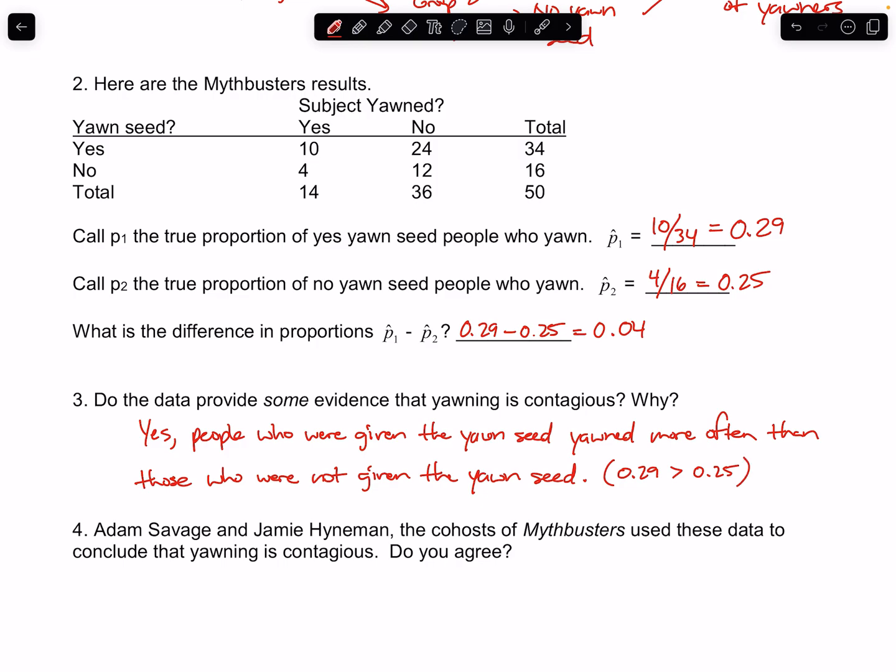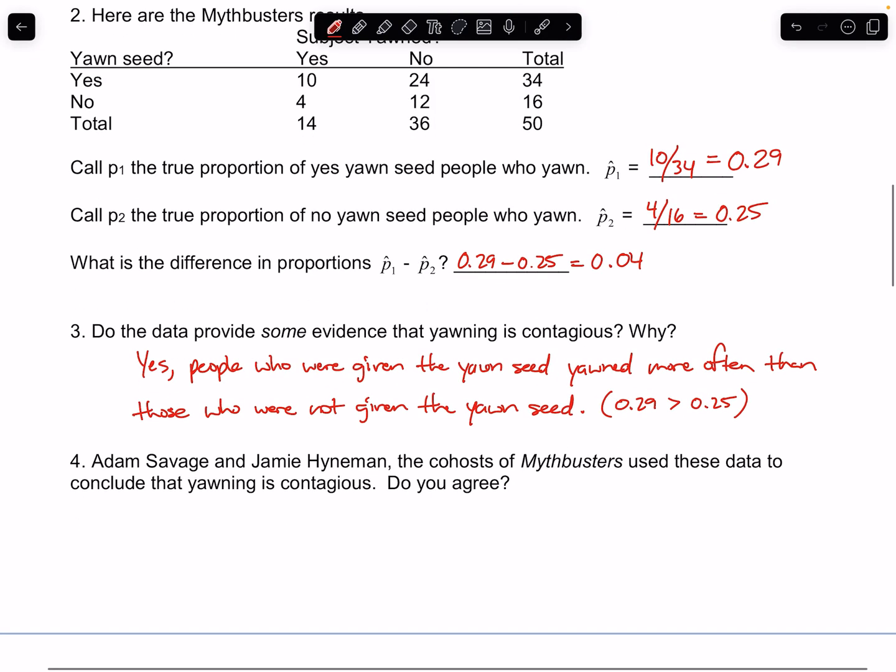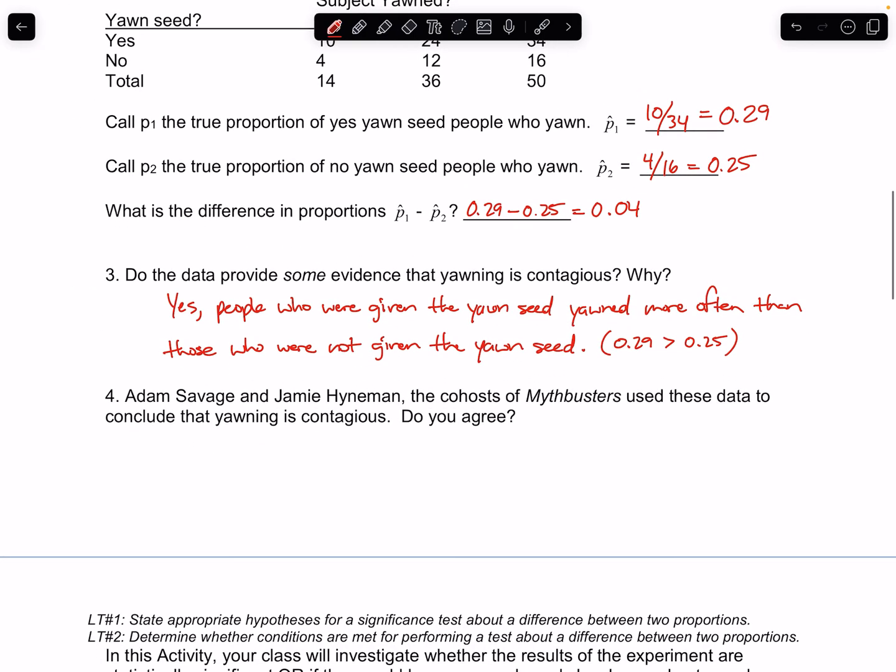If our difference had been negative, right, then we would say that it was different, that there is still some evidence, but in this case, that having no yawn seed is actually still contagious, which I think would be weird to see, to be honest, but that is a possibility. So number 4 says Adam Savage and Jamie Hyneman, who are the co-hosts of Mythbusters, if you've never seen that, Adam and Jamie, they use these data to ultimately conclude that yawning is contagious.